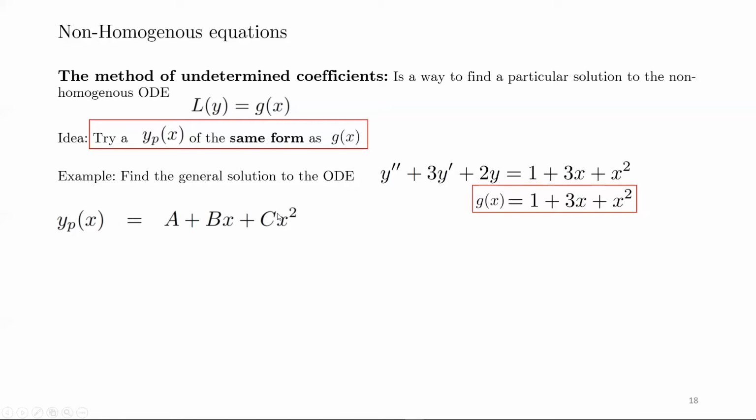Well, I want to test this particular solution in the ODE, so to do that I'm going to need two derivatives, right? I'm going to need y prime and y double prime. So I should differentiate this quadratic, which is very easy, of course. I'm just going to get b plus 2 times c times x. And then to take another derivative, it's even easier. I'm just simply going to get 2c.